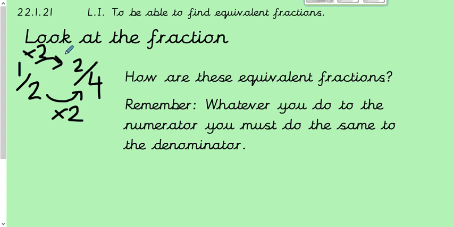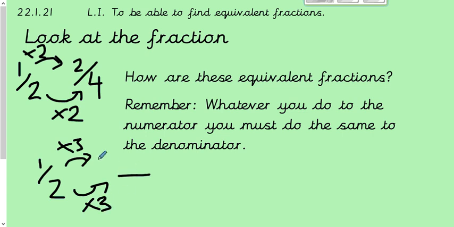You could times it by any number and it would still be equivalent as long as you times them both by that same number, okay? Because if you had, let's do 1/2 again, and you times that by 3. Remember that you have to do the same to the bottom as you do to the top. 1 times 3 is 3, 2 times 3 is 6. So 3/6 is equivalent to 1/2 as well.